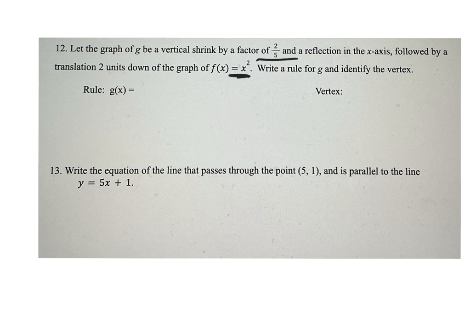Okay, first thing we got is a 2/5 vertical shrink, which means the 2/5 goes in the front. A reflection in the x means we have a negative in the front, followed by a translation 2 units down. Okay, down means it's outside. So I'm going to go, that's not a very good square there. So I'm just going to go -2 at the end.